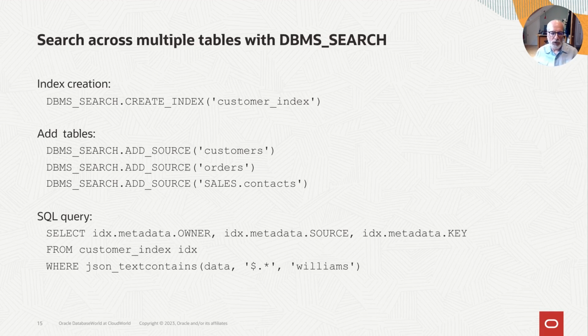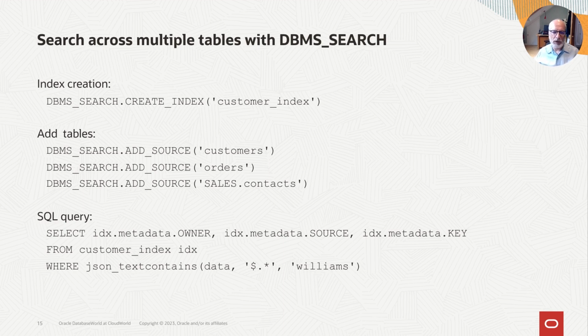So first of all, we create an index using dbms search.createIndex, and we give it a name. That will create a table with the same name, which has a search index on a column within that table. We add sources to the table by just specifying the table or view name with an optional schema name at the front. So we're adding customers, orders, and contacts to that index.